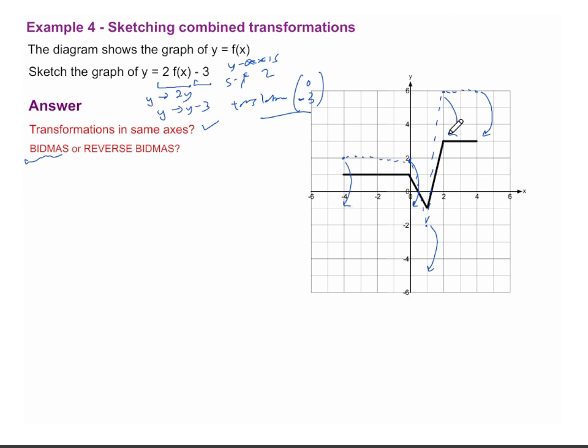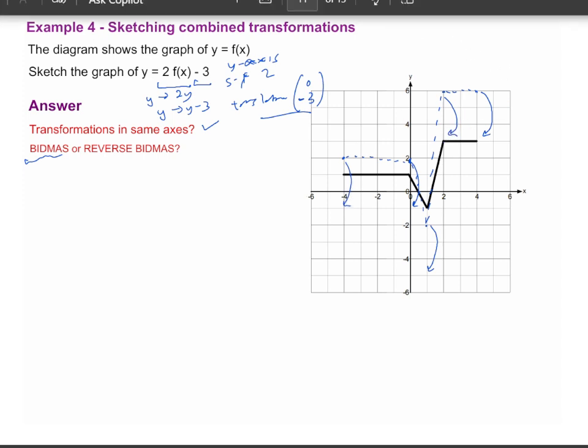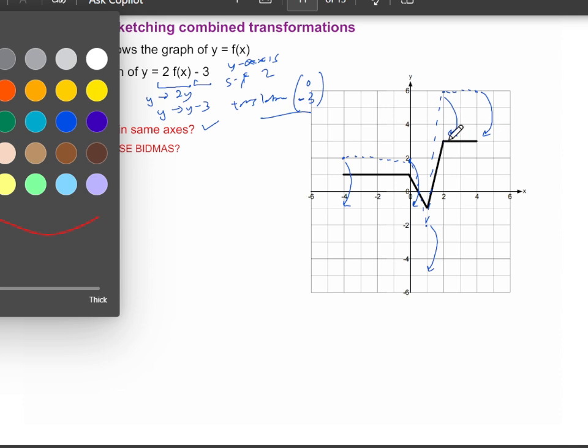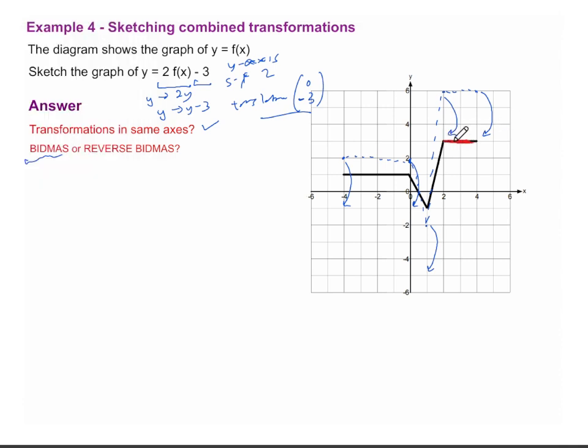And we end up with something like this. So let me just change the color really quickly. And I put this. So red, and then this goes down up to here now, and then to here, and then finishes right here. So these are the two transformations that have been applied. And here we have to do BODMAS because it was in the same axis and the axis was the y-axis.